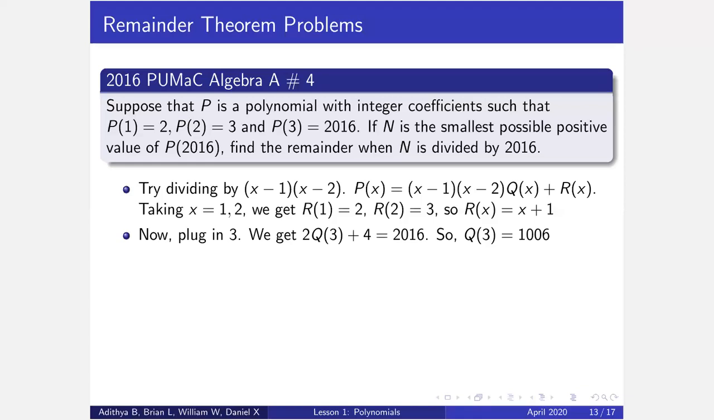Okay, so now let's see what happens when we look at p of 2016, because that's what we're trying to find. P of 2016, if we plug that in, is equal to 2015 times 2014 times q of 2016 plus 2017.